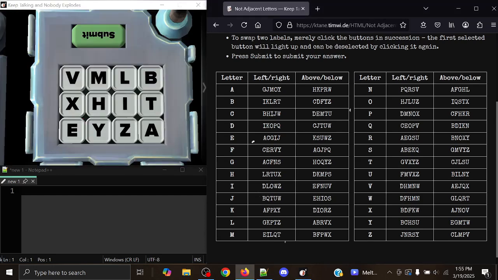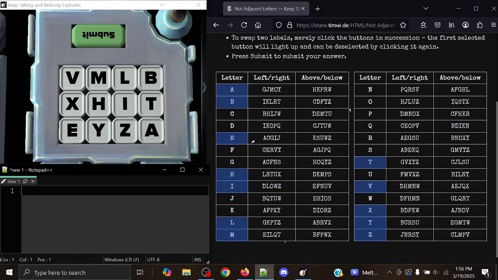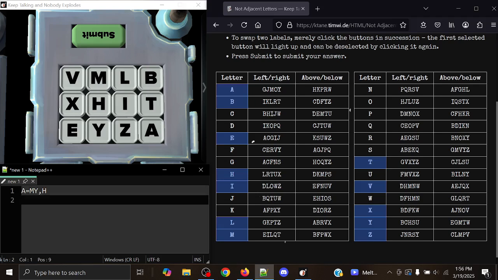All right, so we have a Victor, Mike, Lima, Bravo. I'm just going to go through this in the reading order. X-Ray, Hotel, India, Tango, Echo, Yankee, Zulu, and Alpha. Okay. Alpha is equal to Golf, Juliet, Mike, Oscar, Yankee, or Hotel, Kilo, Papa, Romeo, Whiskey. Okay, not many options there, so that's going to be a good starting point. The Bravo is going to be equal to India, Kilo, Lima, Romeo, Tango, or a Charlie, Delta, Foxtrot, Yankee, Zulu, I believe, is the only ones.